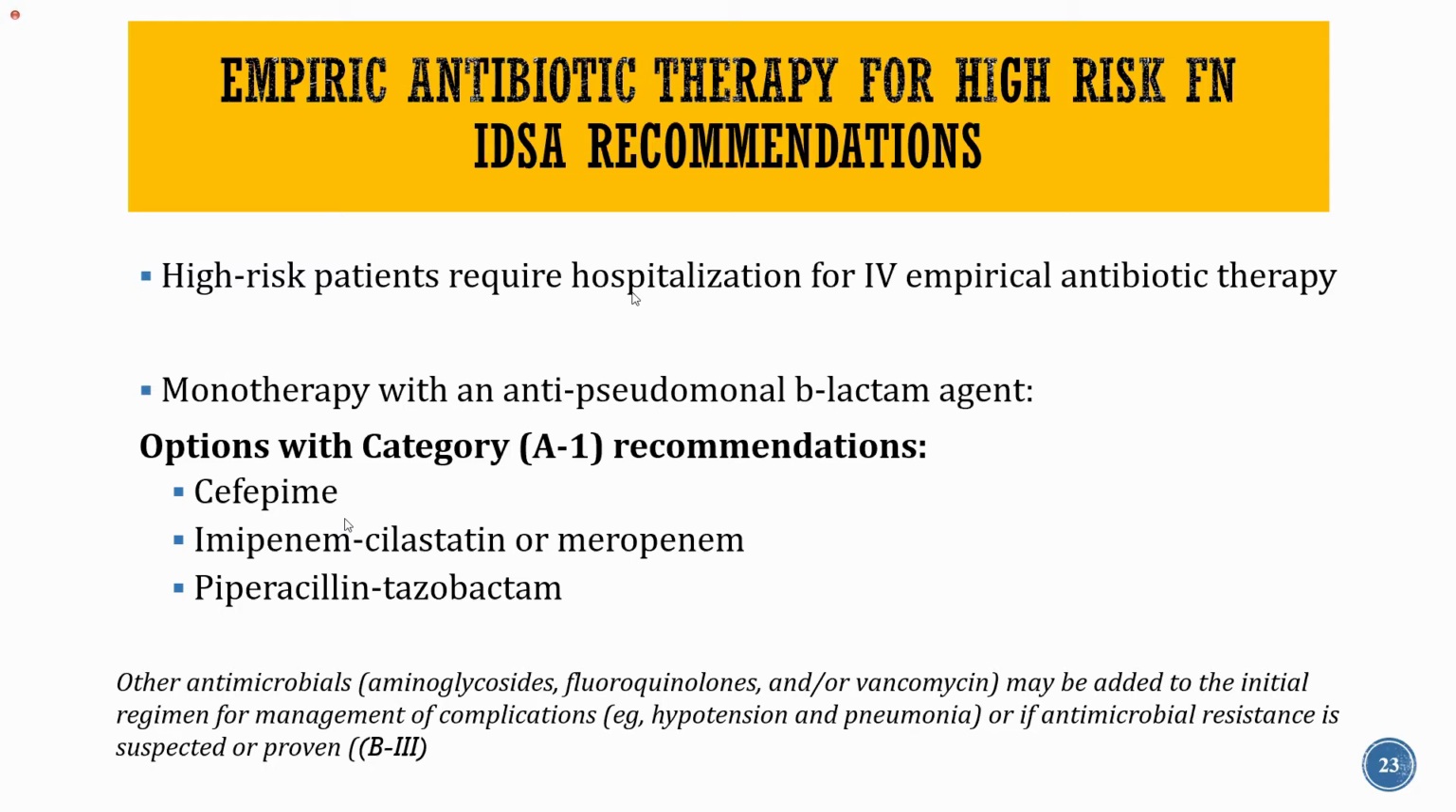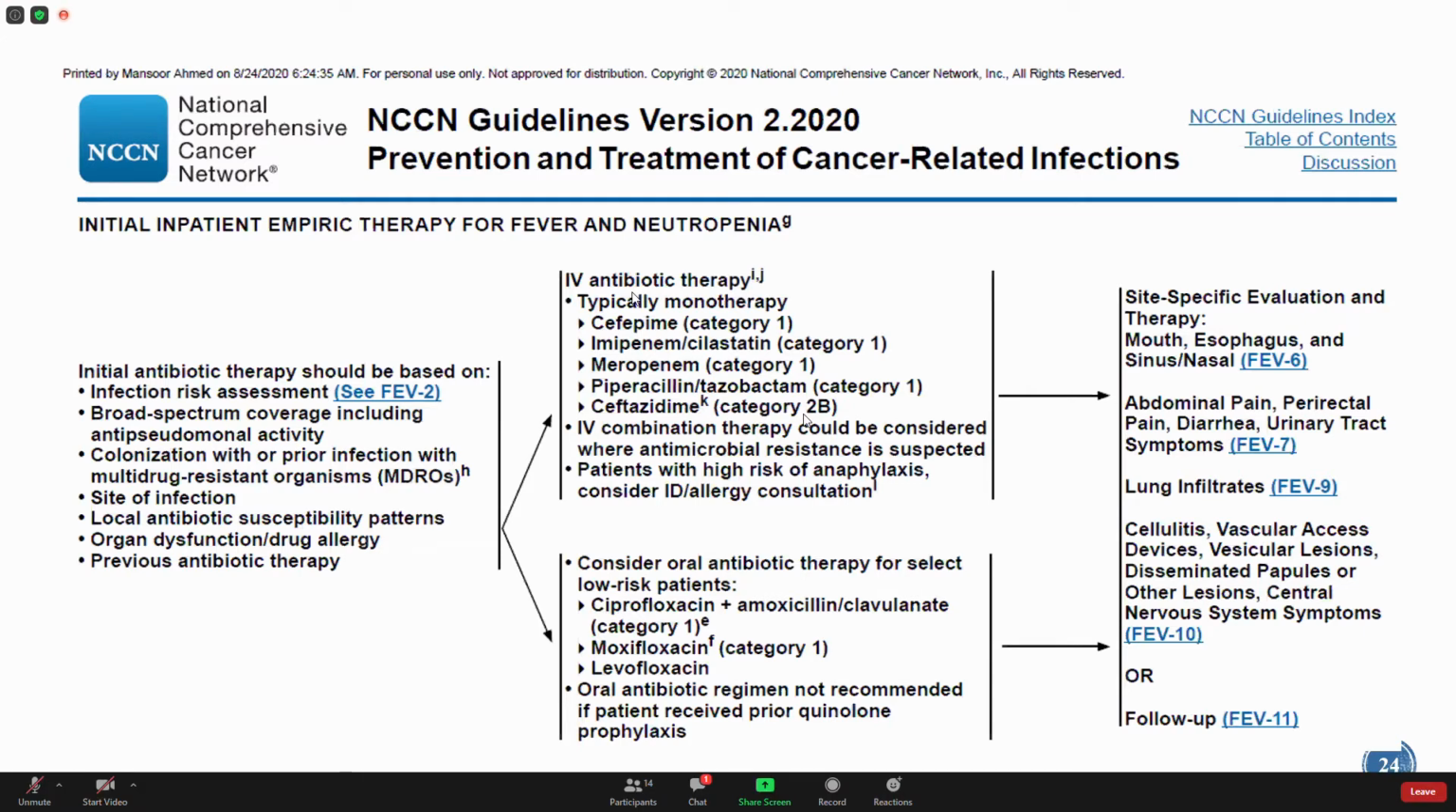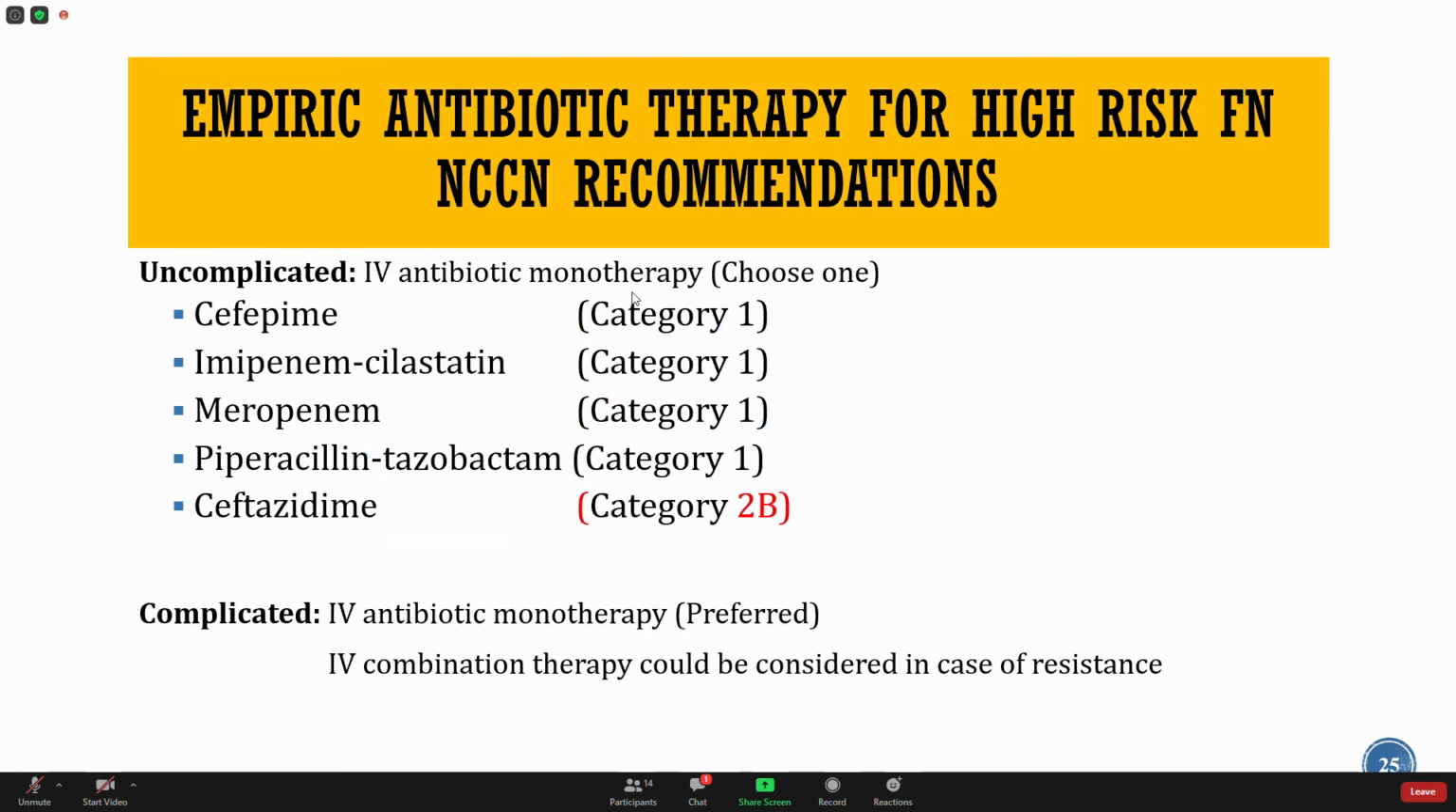Ceftazidime is not included in the recommendation for a couple of reasons. As I told you, it does not cover Streptococcus viridans, and it has the issue of autoinduction of beta-lactamases against itself. The NCCN guidelines have the same recommendation as IDSA. Cefepime is category 1, imipenem, meropenem, and tazocin are category 1 recommended treatment options. But ceftazidime is category 2B, which is the lowest recommendation from the NCCN guidelines. So this is the summary: cefepime, imipenem, meropenem, and piptaz are category 1 recommended empirical antibiotics, and ceftazidime is category 2B.